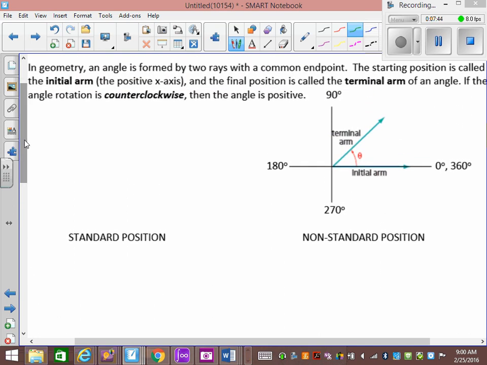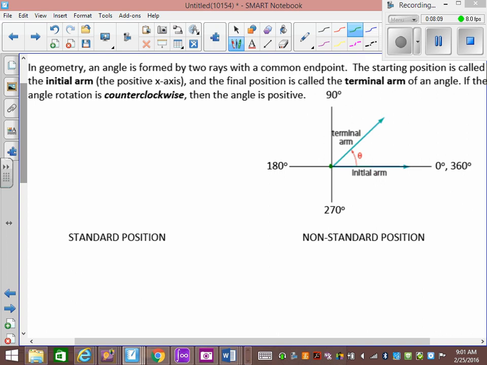In geometry, an angle is formed by 2 rays with a common endpoint. So when you have 2 rays, those are the arms, with a common endpoint, the endpoint that they share is always 0, 0. The starting position is called the initial arm, like I said, the positive x-axis, and the final position is called the terminal arm of an angle.